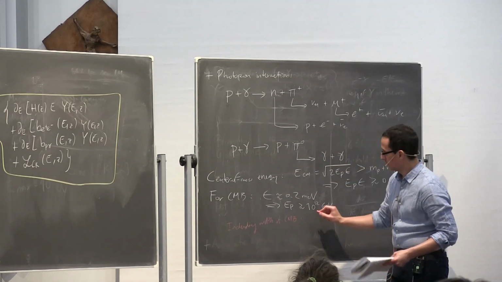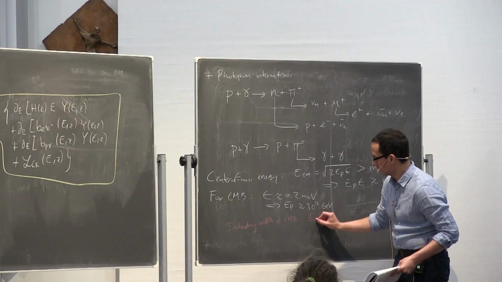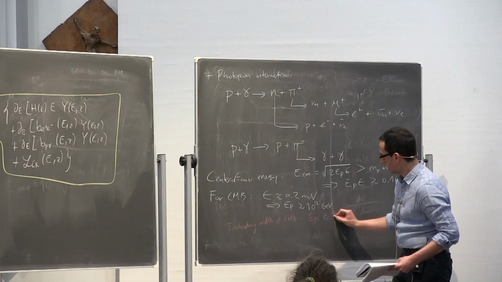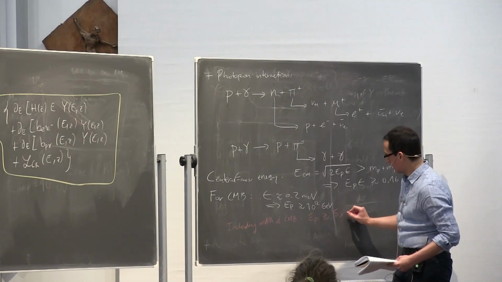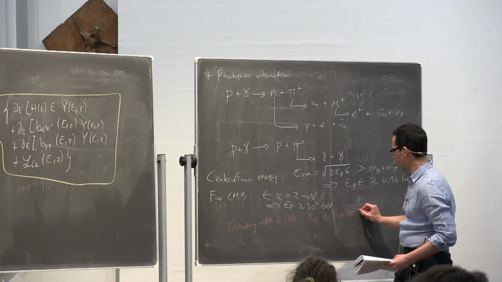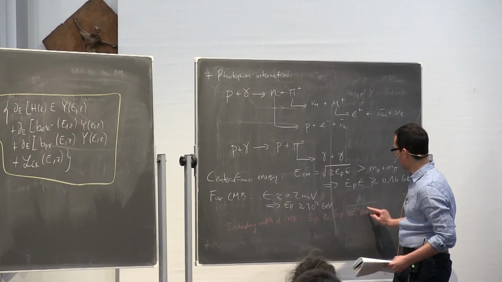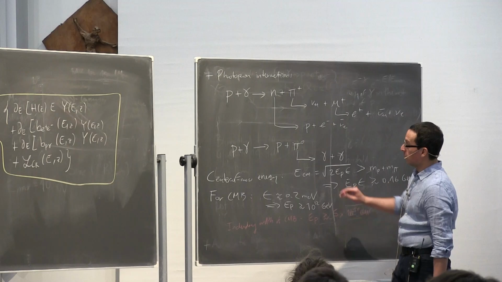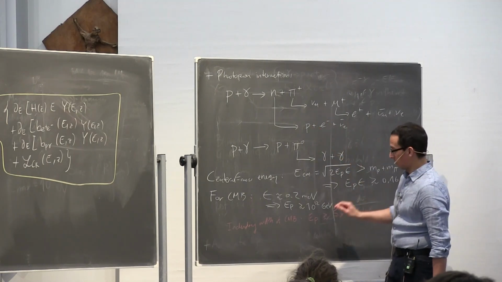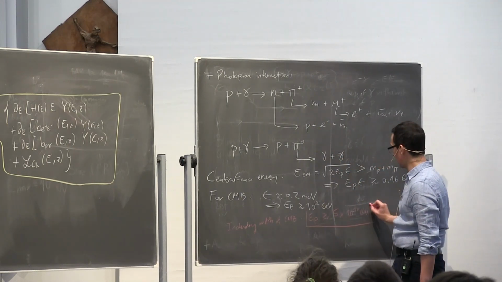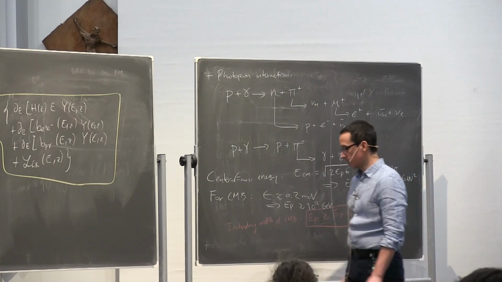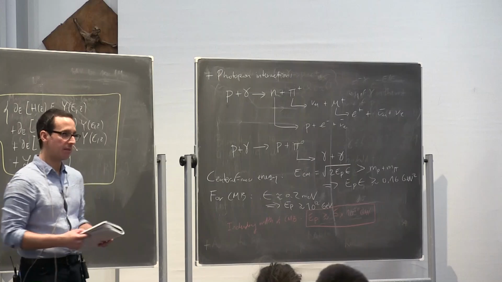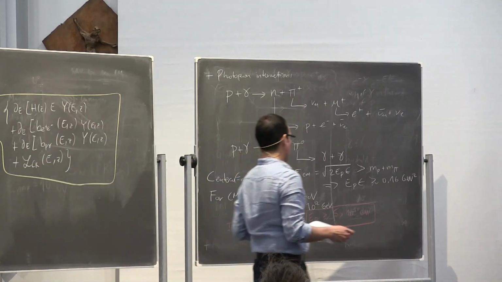It turns out that you can trigger the process pretty efficiently down to energies of roughly 5 times 10 to the 10 GeV. So protons with energies of 5 times 10 to the 10 GeV and above will undergo these processes. And this here is an important result. That is called the Greisen-Zatsepin-Kuzmin GZK limit, or cutoff.